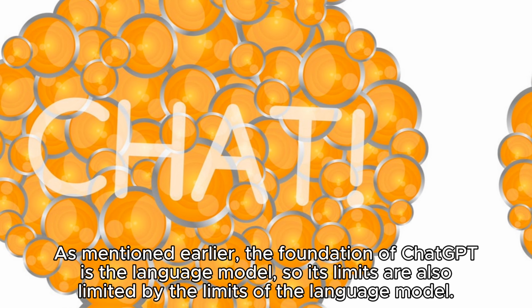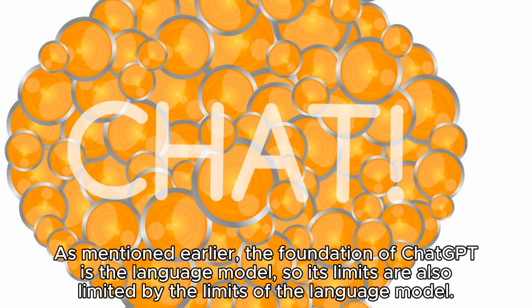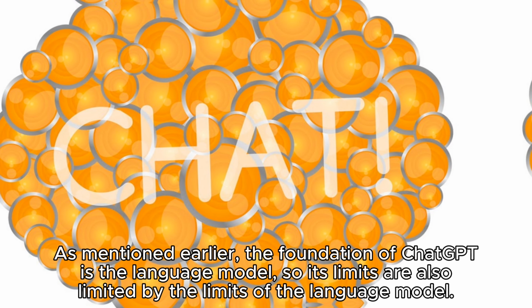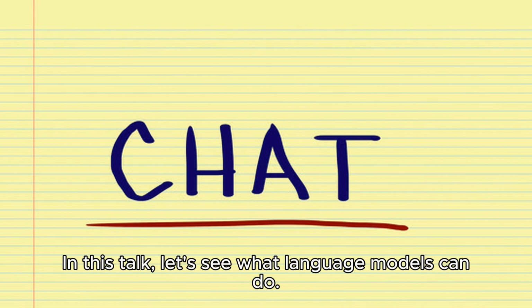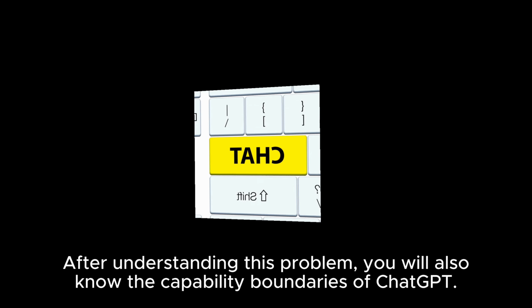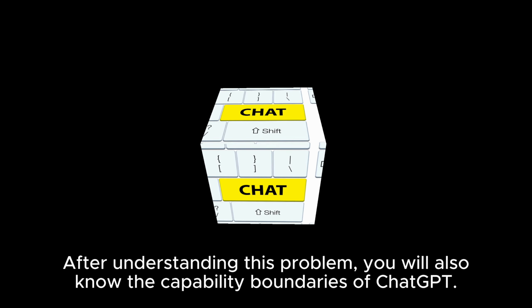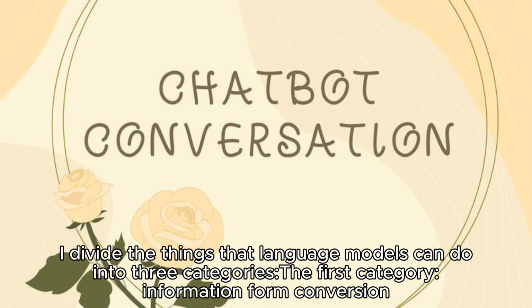As mentioned earlier, the foundation of ChatGPT is the language model, so its limits are also limited by the limits of the language model. In this talk, let's see what language models can do. After understanding this problem, you will also know the capability boundaries of ChatGPT. I divide the things that language models can do into 3 categories.